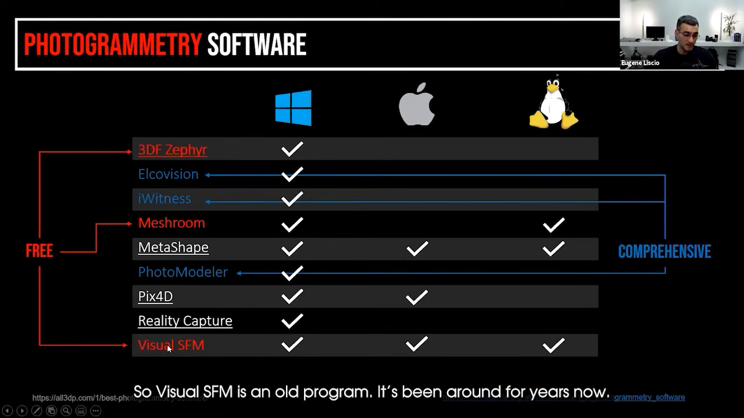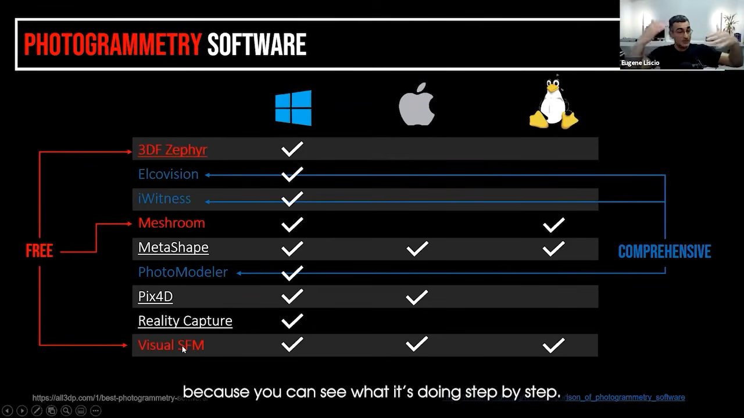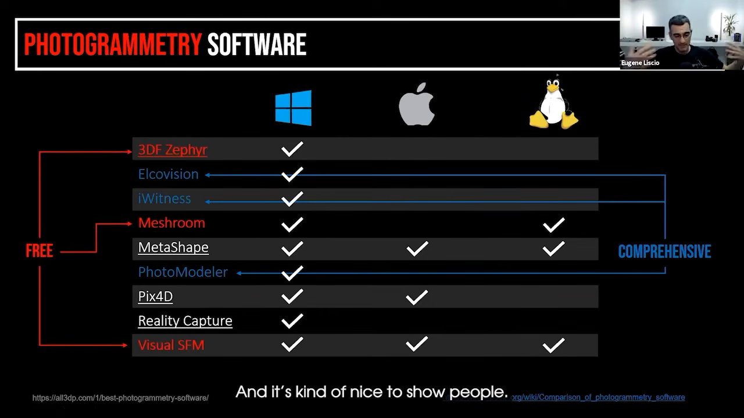Visual SFM is an old program. It's been around for years now, and it's really good at producing point clouds. So you can make a nice point cloud of an object or whatever. It's a little trickier when you want to create a mesh, a textured mesh with color. You need other plugins and stuff like that. But I like Visual SFM as a teaching tool because you can see what it's doing step by step, and it's kind of nice to show people.